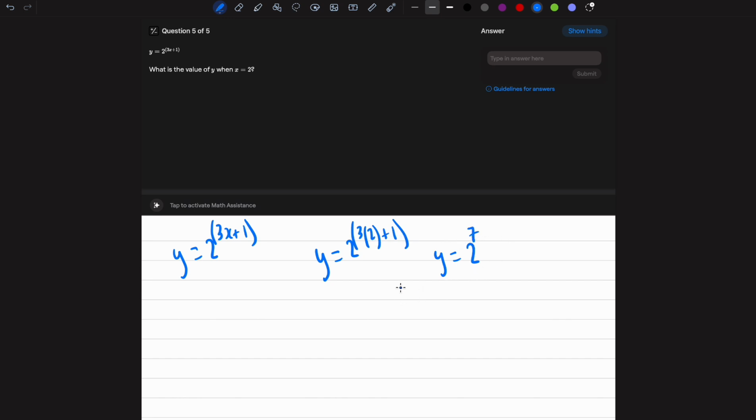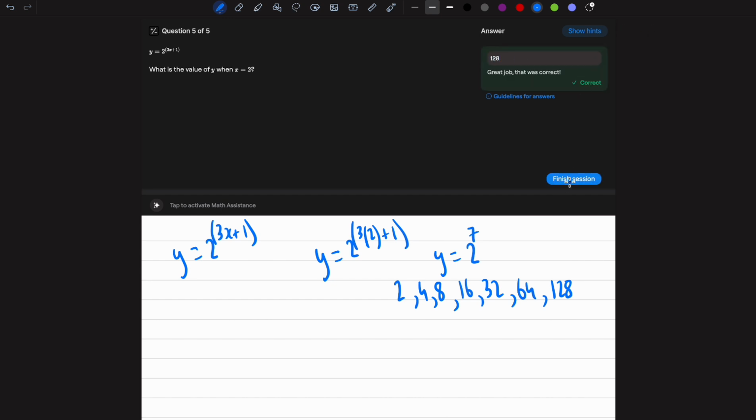Well, what's that equal to? So we have 2, 4, 8, 16, 32, 64, and 128. So this is to the power 1, power 2, power 3, power 4, power 5, power 6, power 7. So that means that our answer should be 128. Let's see if that's correct. And that is the correct answer.